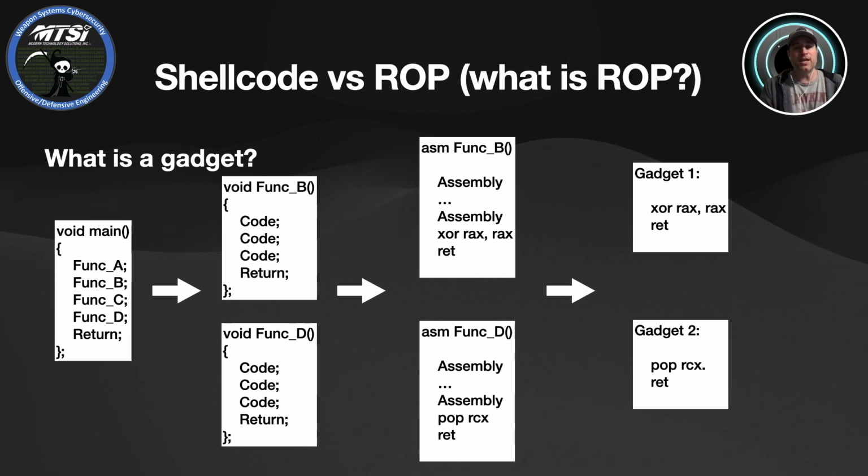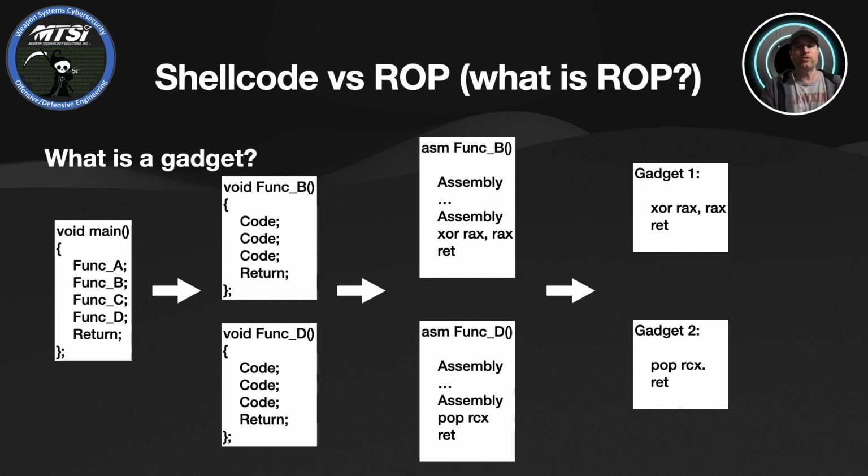If I take the ends of function B and D, the XOR, RET, and the pop and RET, I now have two gadgets, gadget 1 and gadget 2. They each do very specific, limited things. They might do one thing with one register. They might do one mathematical operation, and then they return. And that's okay. I want them to be small because I'm going to gather a whole bunch of them and reorder them in a way to achieve a larger program.